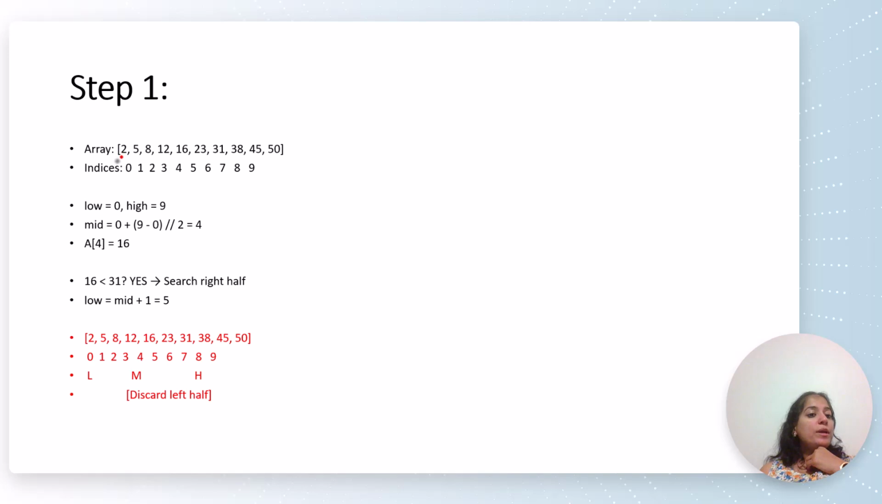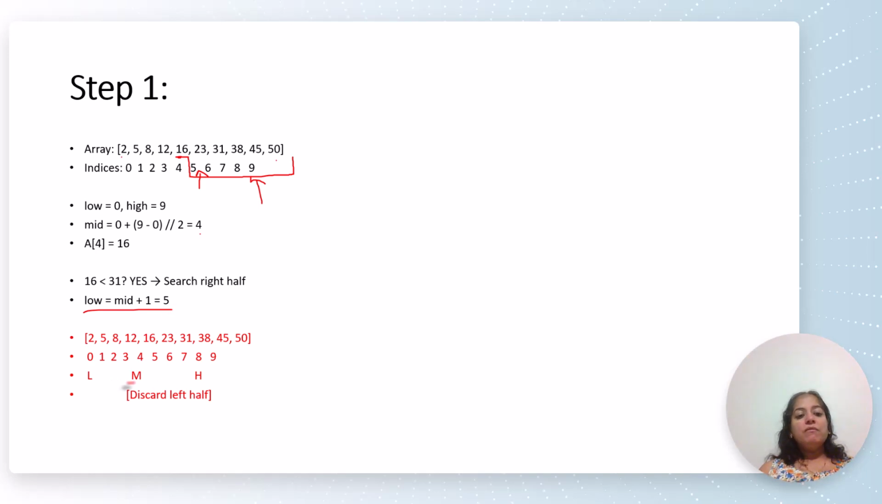Now, the low is 0, high is 9. We find out the middle index. Middle is 0 plus (high minus low) divided by 2, which comes out to be 4. So the element at index 4 is 16. Now 31 is greater than 16. That means the element is going to be present in the right half of the array. So low becomes mid plus 1, index 5, and high stays index 9.